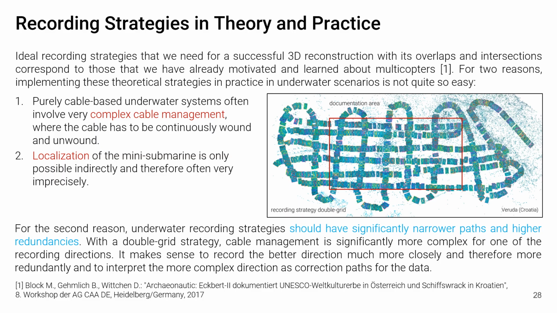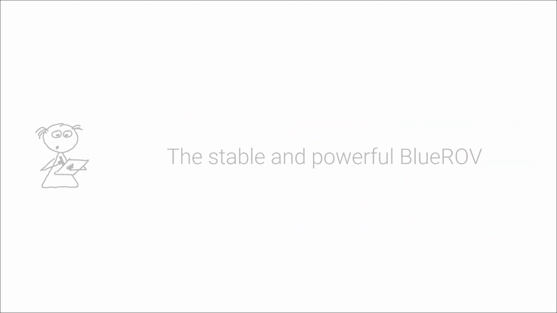For the second reason, underwater recording strategies should have significantly narrower paths and higher redundancies. With a double grid strategy, cable management is significantly more complex for one of the recording directions. It makes sense to record the better direction much more closely and therefore more redundantly, and to interpret the more complex direction as correction paths for the data. In the further course of this lecture, we will look at the stable and powerful Blue ROV.